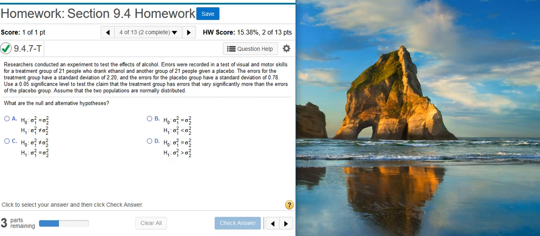Today, we're going to learn how to use StatCrunch to perform hypothesis testing on standard deviations of alcohol treatments.